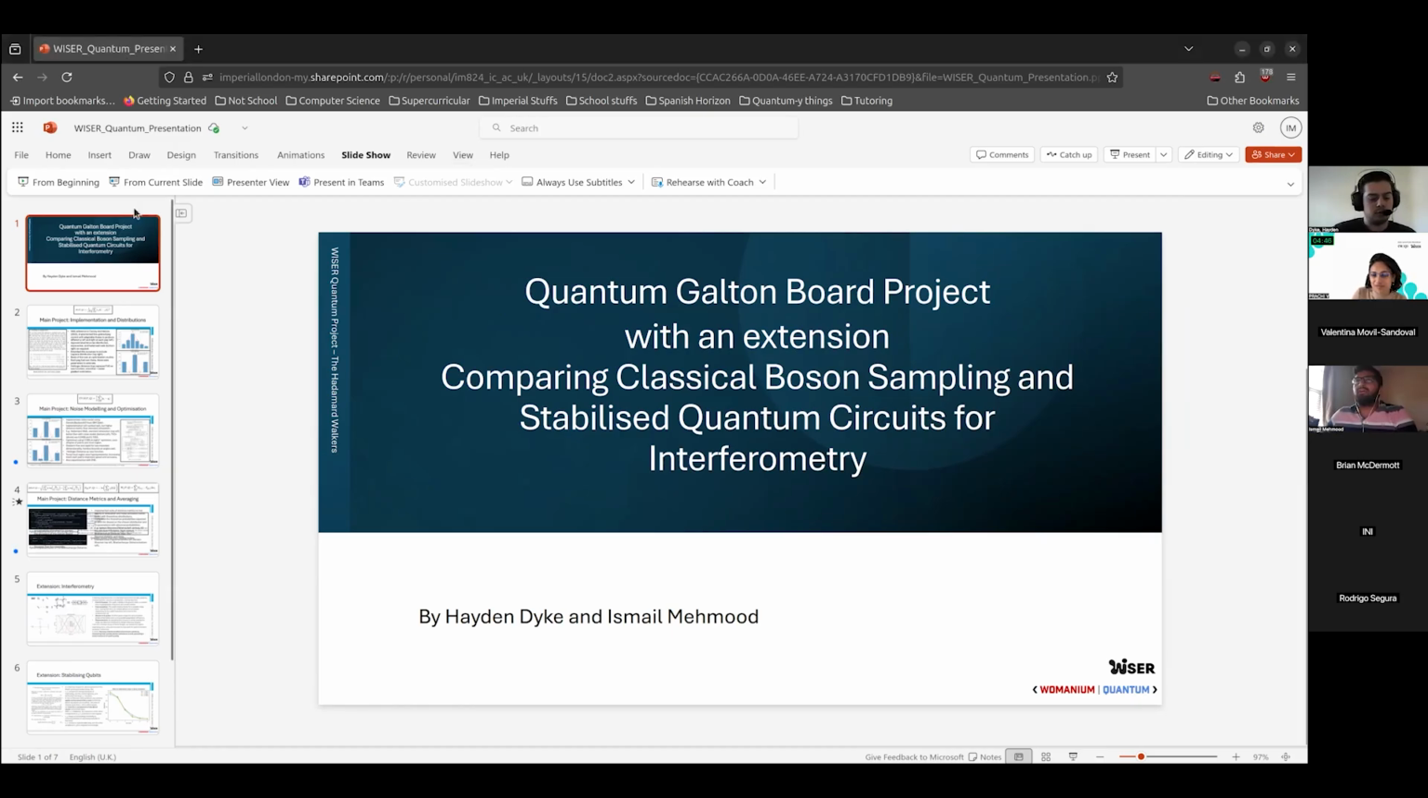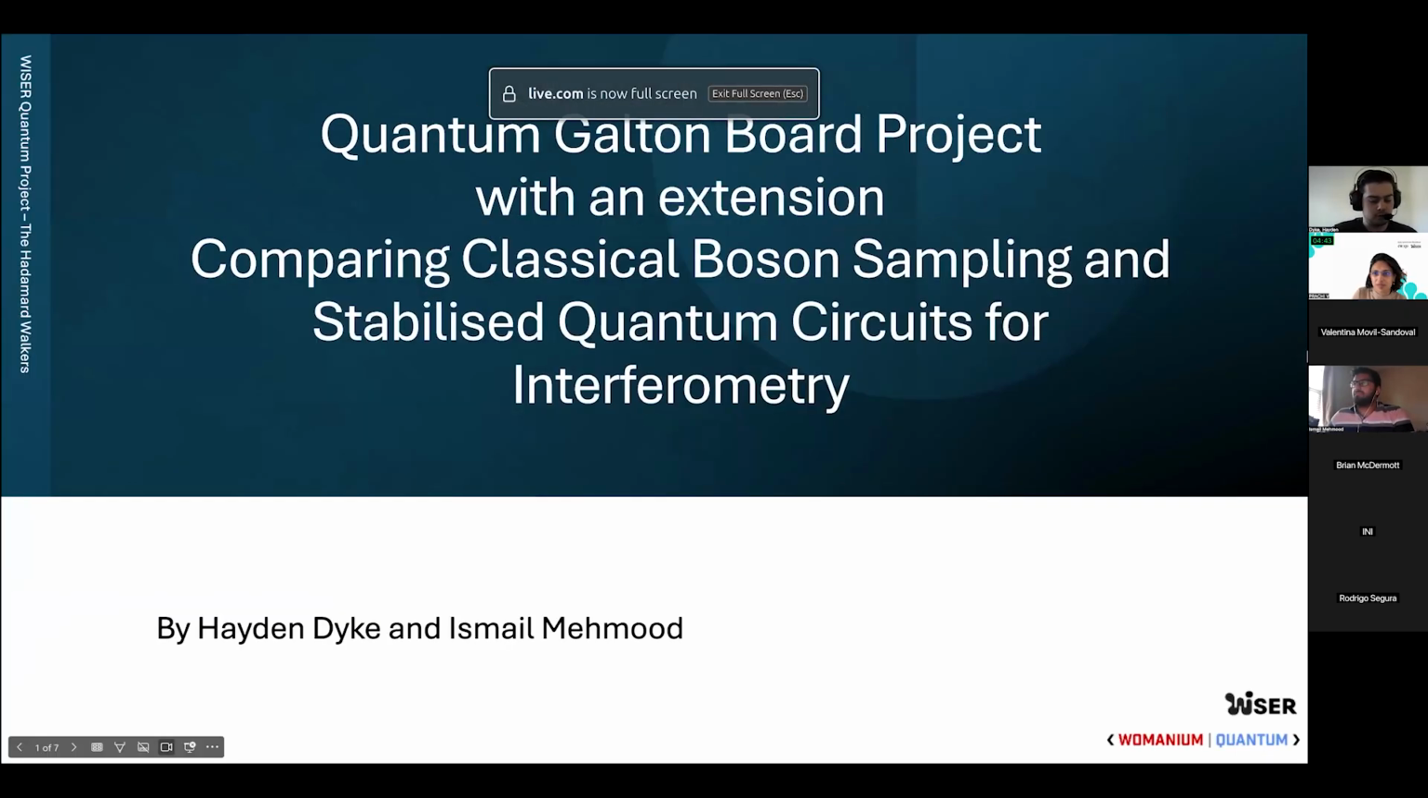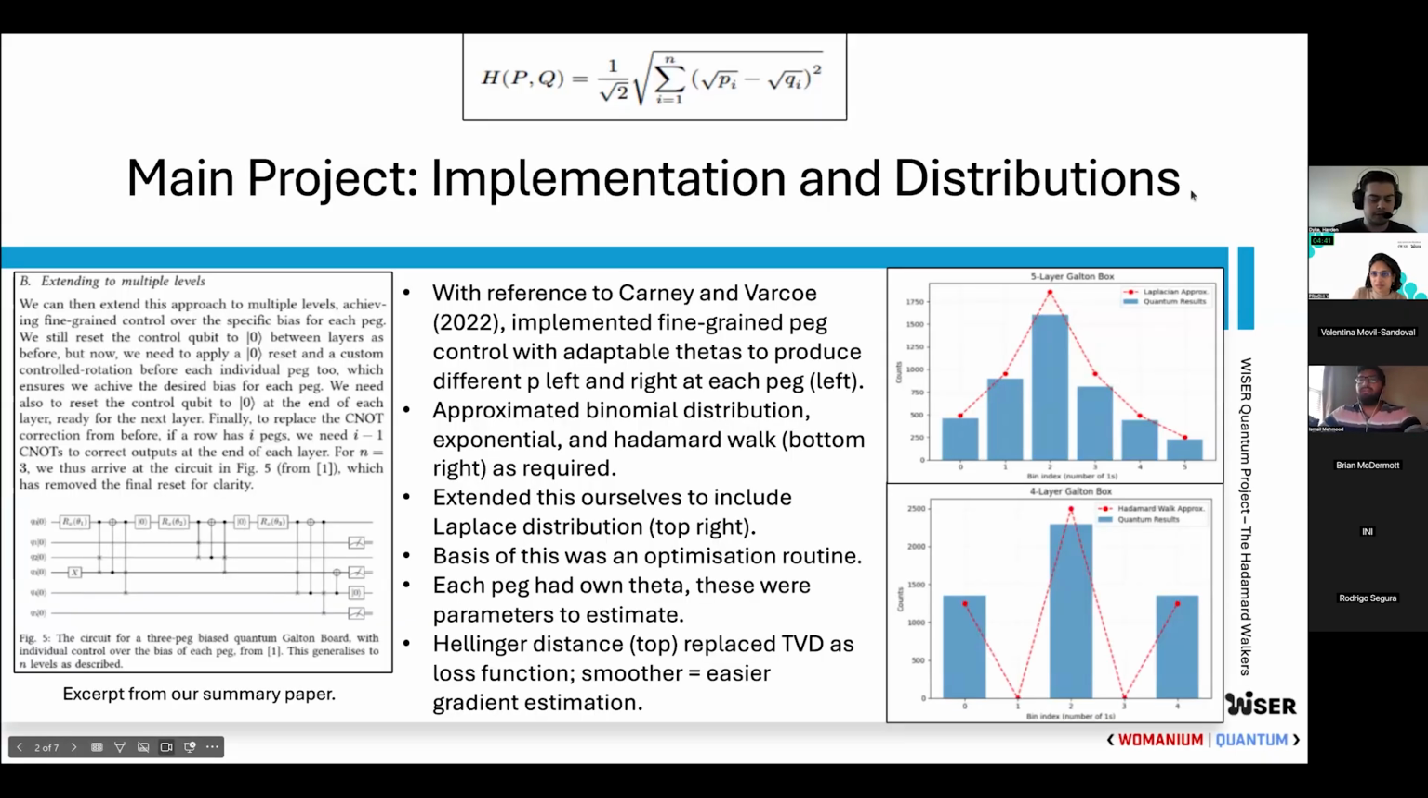The aim of this project was to produce a quantum Galton board that can give us different statistical distributions. We used the paper that we were provided to implement fine-grained peg control, using a different value of theta at each peg to produce a different probability for the particle to move left or right. We successfully used this to approximate the binomial, exponential, and Hadamard-Walk distributions. You can see the latter of those at the bottom right on our slide. We also extended this ourselves to produce the Laplace distribution, which is at the top right.